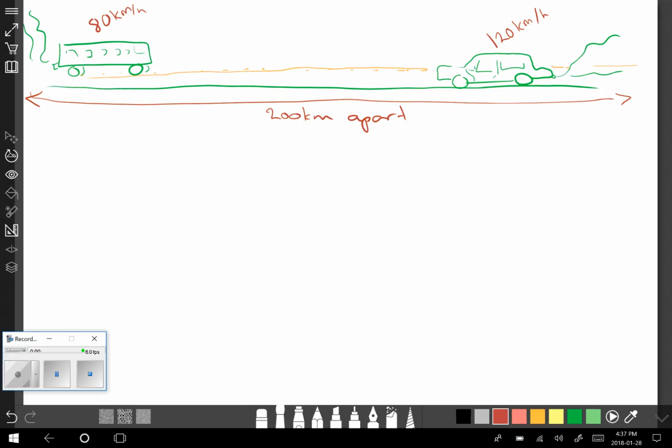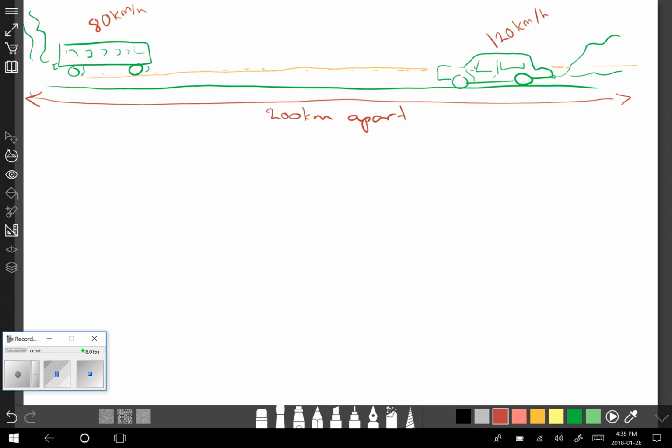We're going to look at another problem with rates of speed and using ratios to figure out how far two vehicles have traveled. So in this problem, we have a bus and a car. The bus is traveling 80 kilometers per hour, and the car is traveling 120 kilometers per hour. When they started, they were 200 kilometers apart, and we will say that they started at the same time.